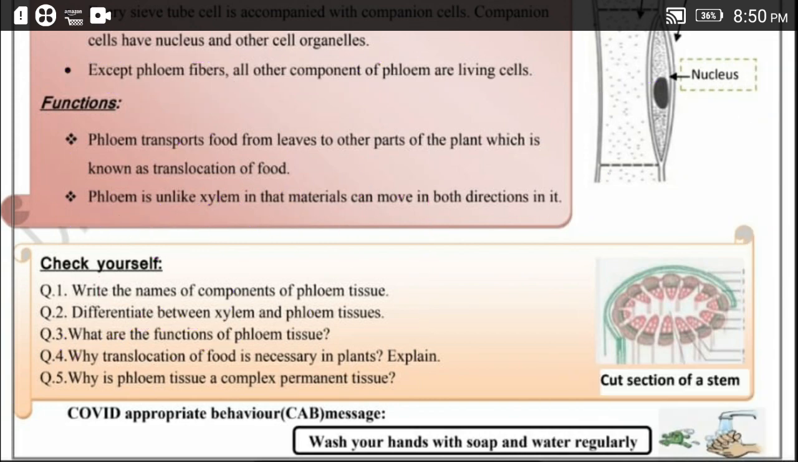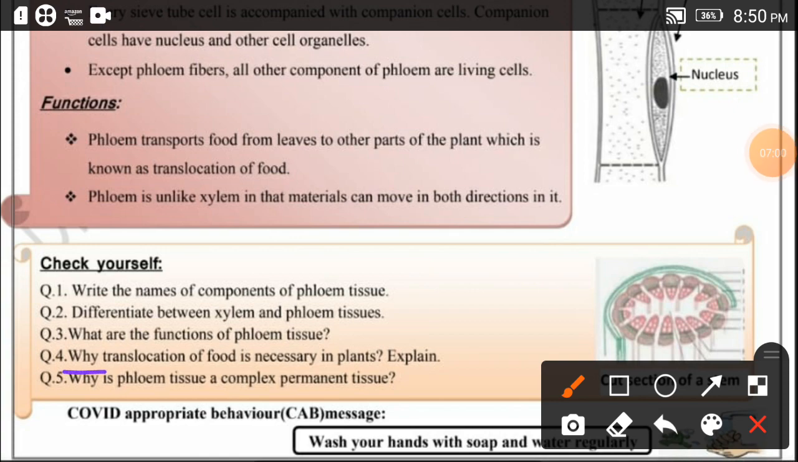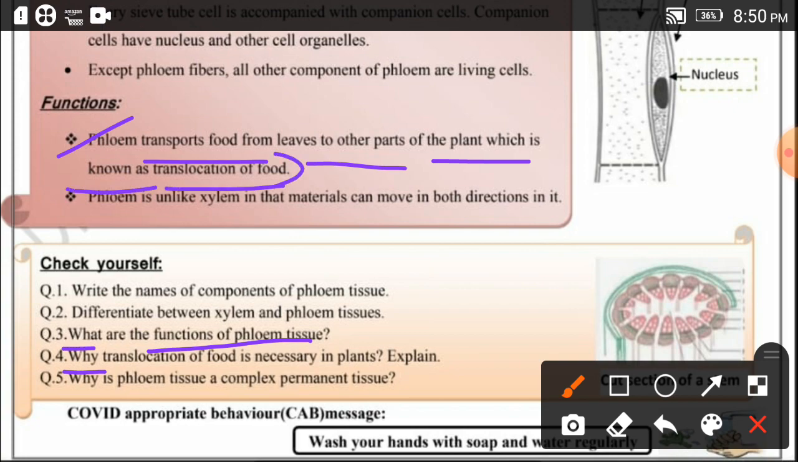Here is the next question: what are the functions of phloem tissue? So the function is what? Phloem transports food from leaves to other parts of the plant, which is known as translocation of the food.